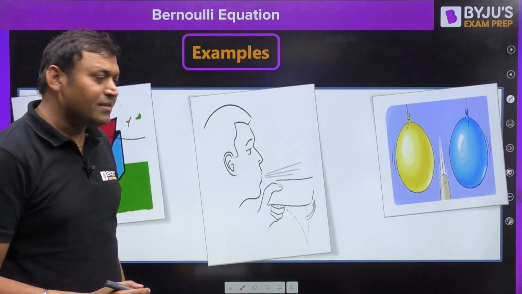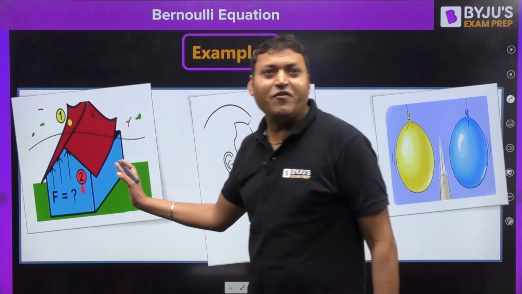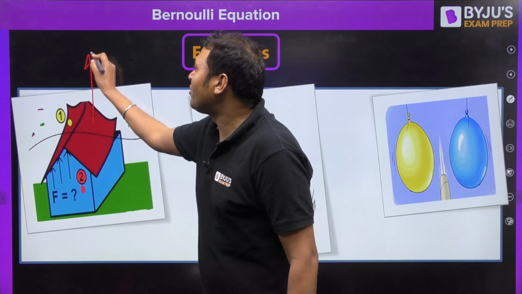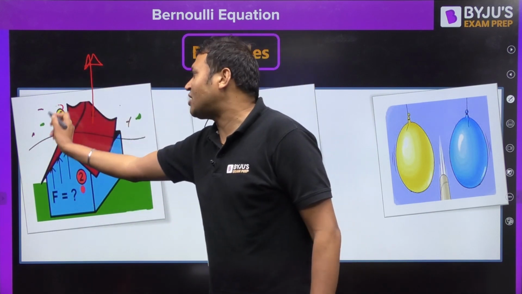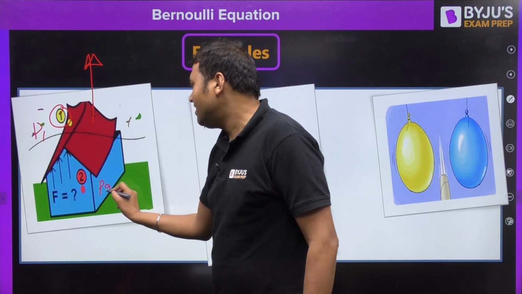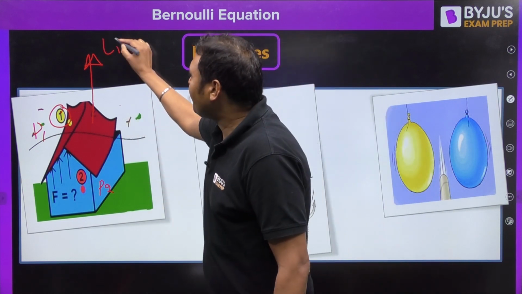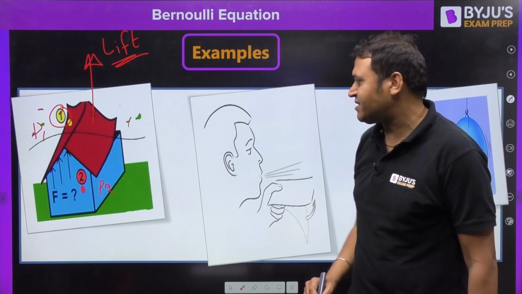A couple more examples based on the same principle, the Bernoulli principle. During high winds, the roof of the house always moves in an upward direction. The reason being, due to high velocity, the pressure P1 will be low, and P2 will be high. So there is a lift force developed due to the pressure difference, from high pressure to lower pressure.